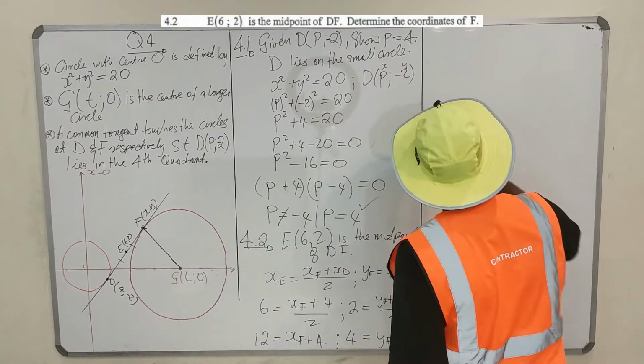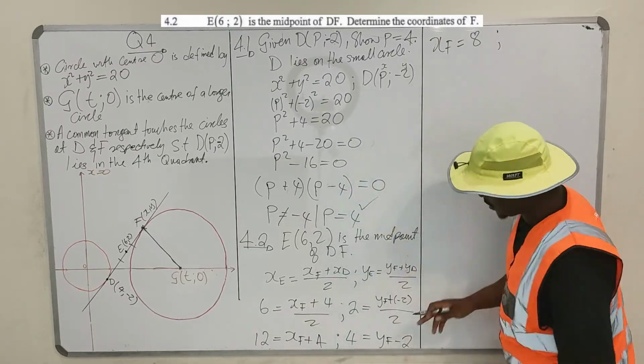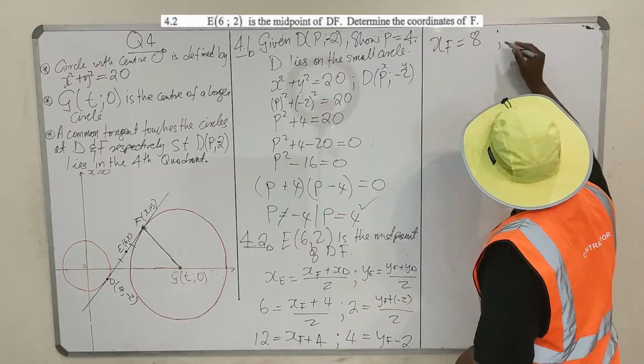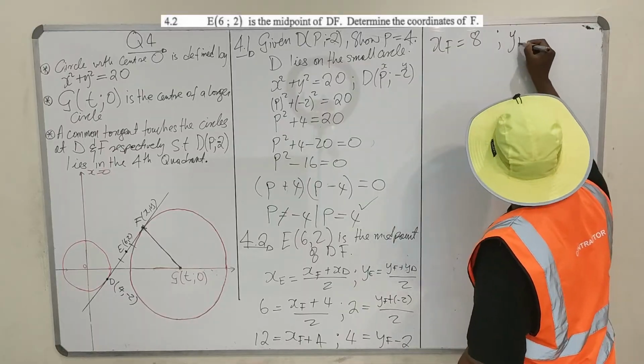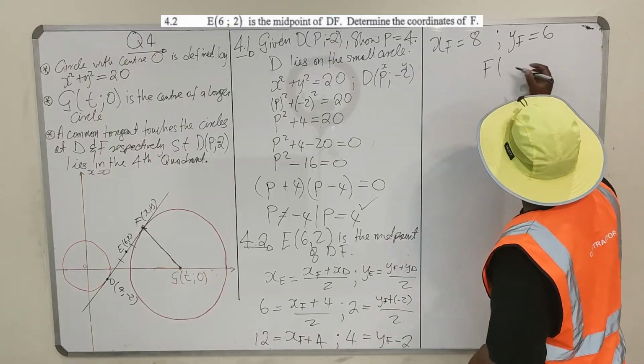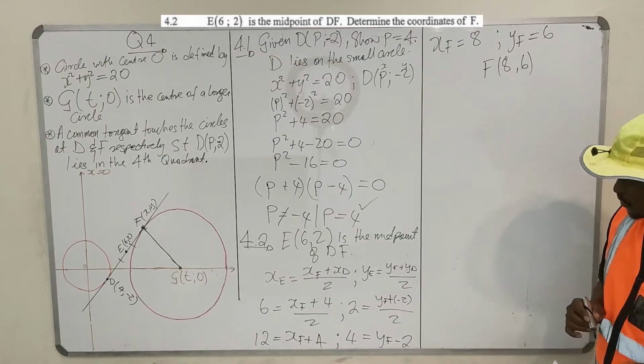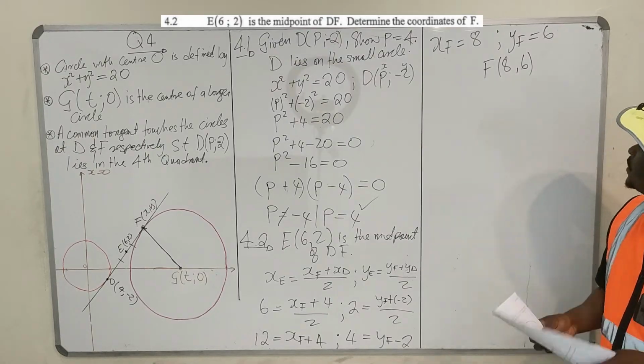So you solve for your x-coordinate of F. Your x-coordinate of F is equal to 8. Right? And your y-coordinate of F is equal to 6. So F has the coordinates 8 and 6. These are the coordinates of F. Done.